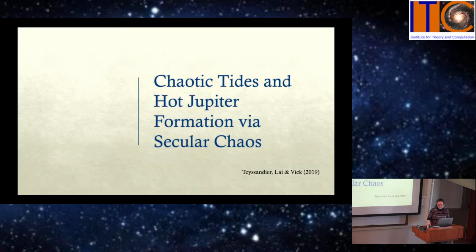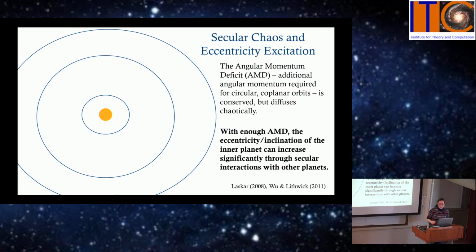So I've talked about one flavor of high eccentricity migration, and now I'll talk about another one, another way to start out with a planet on a very eccentric orbit. So we can talk about secular chaos and eccentricity excitation. In this scenario, rather than just having a single planet orbiting a star, you throw in a few other planets as well. For these systems, it turns out that something called the angular momentum deficit is conserved. It's the additional angular momentum that's required to take the system you have and form circular coplanar orbits. So it's conserved, but it diffuses chaotically.